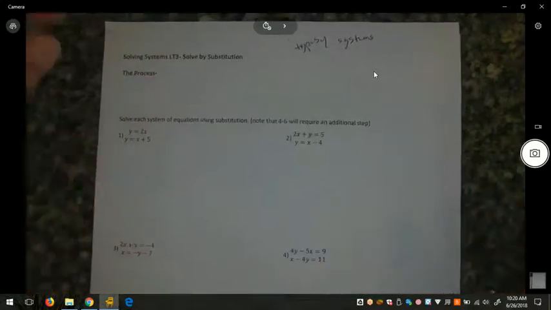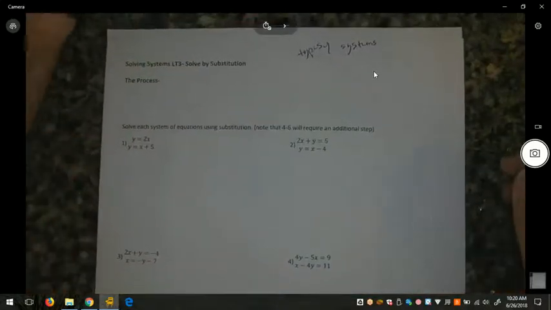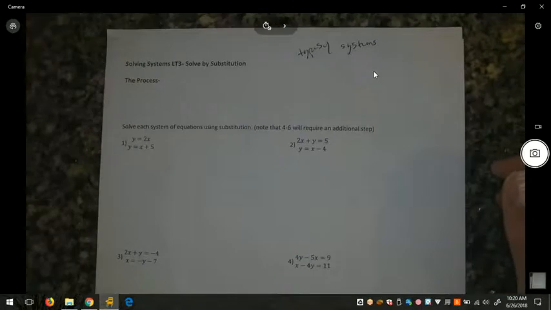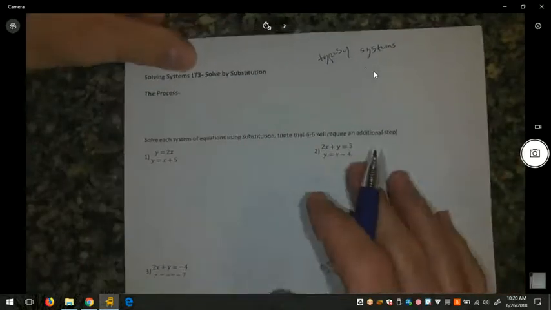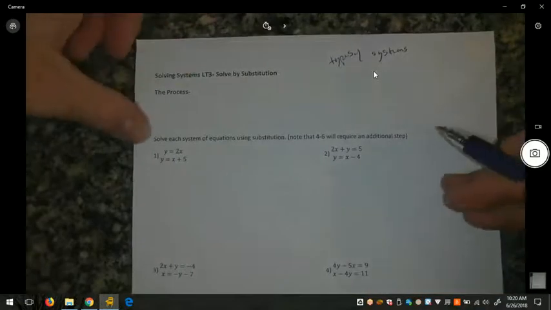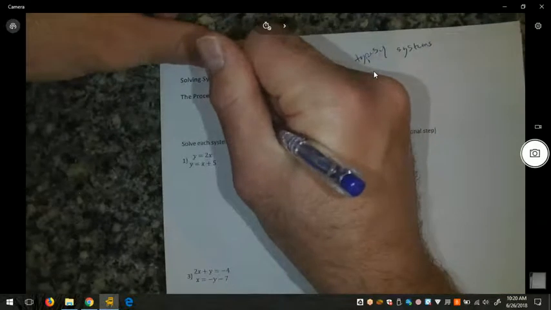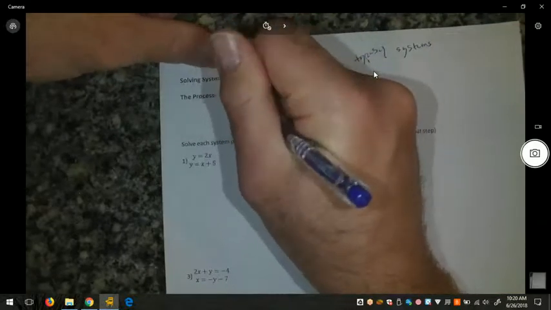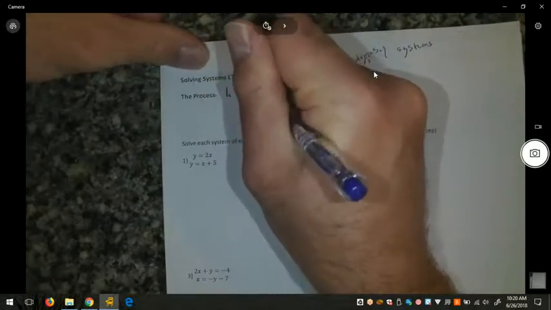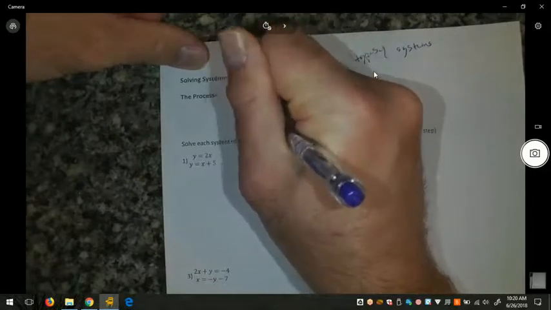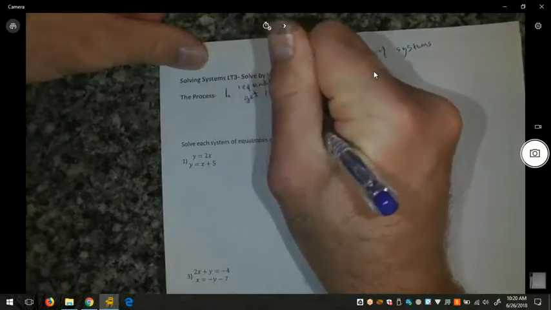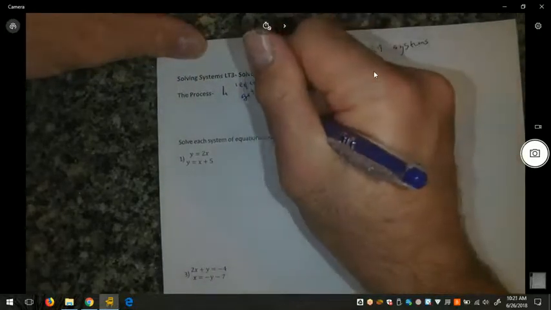So let's look at the process of solving by substitution. Some of this will be very basic, very similar to what you did in middle school. Some of it might change just slightly. The process of solving by substitution, at least in a two-variable system, the very first step is to, in one equation, get one variable by itself. It doesn't matter whether it's the x or the y variable, whatever one looks easiest to use.